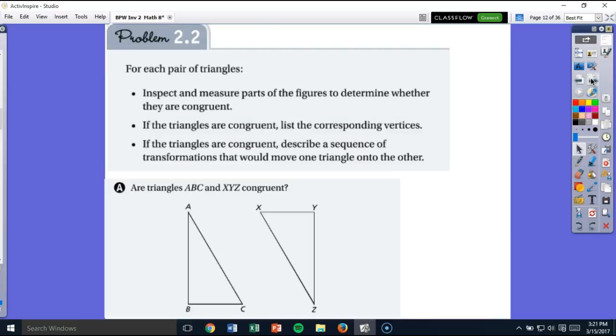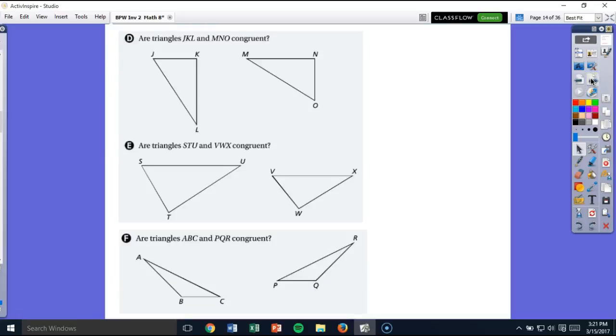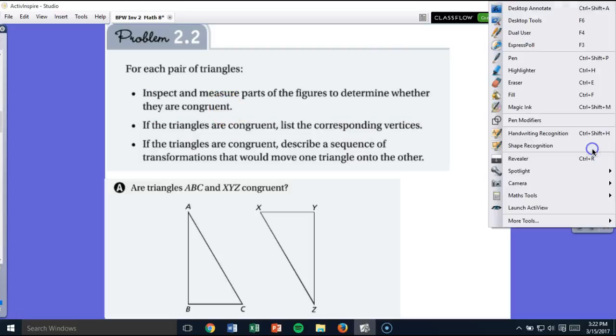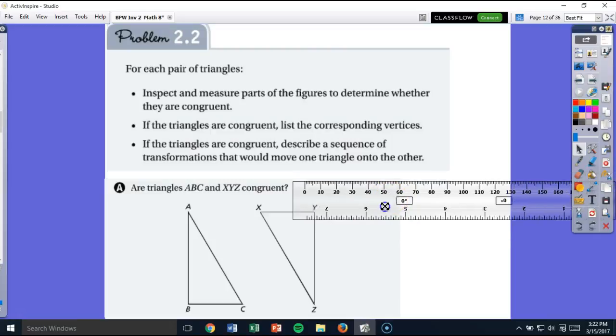As we look at the problem here now, it says for each pair of triangles, and you have quite a few, we have A, B, C, D, E, and F. We have all of these. It says for each pair of triangles, inspect and measure parts of the figures to determine whether they are congruent. So we could go ahead and grab our ruler to help us measure.